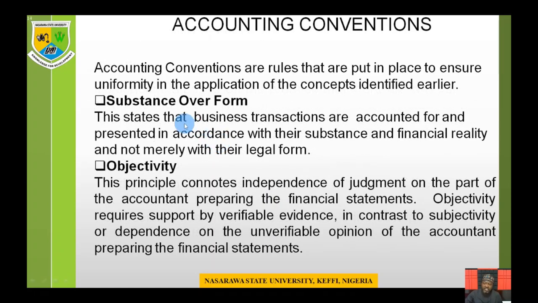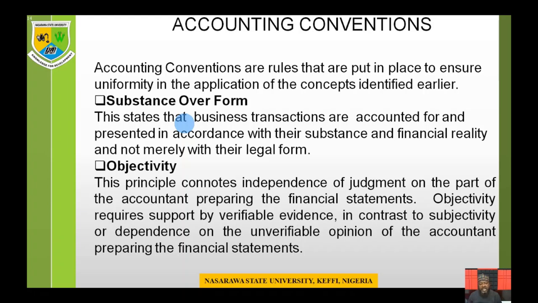Now, we have just talked about some of the key concepts. We'll now look at conventions. Accounting conventions are rules that are put in place to ensure uniformity in the application of the concepts that we have earlier identified. If you pick historical cost, for example, conventions should be able to ensure that accountants apply the historical cost uniformly. So let us identify the various conventions that we have in accounting.